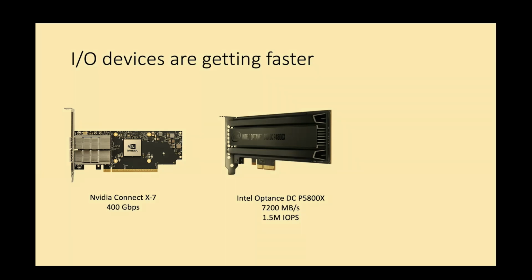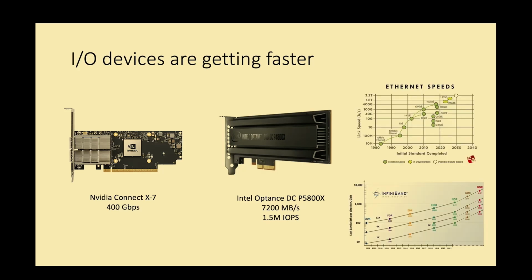On the right, you have an Intel Optane DC SSD. It's an NVMe SSD. It doesn't look like a disk, but it is a disk. And it supports more than 7 gigabytes per second transfer rate and 1.5 million I/O per second. So this is a lot faster than what I just showed on the previous slide.